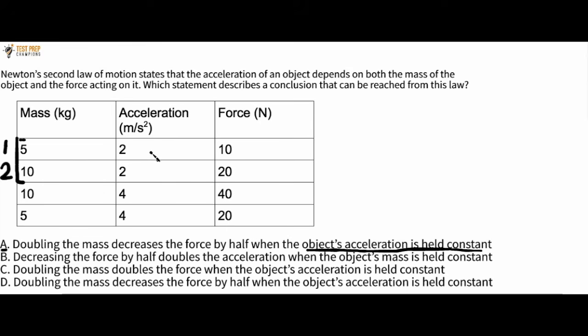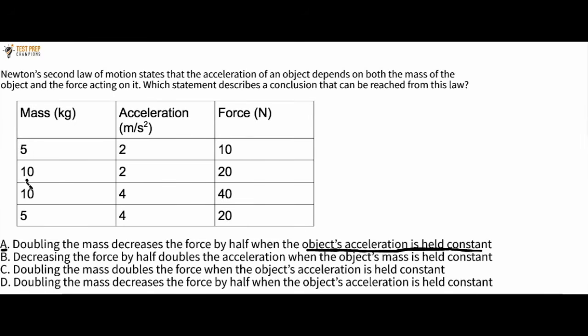All right. So when we look at case 1 and case 2, we see that the mass is doubled. We see that the force also doubles. So the statement says doubling the mass decreases the force by half when the object's acceleration is held constant. Well, that's simply not what we see here, right? Because when we find a case where the acceleration is held constant and we double the mass, 5 to 10 means doubling the mass, the force also doubles.